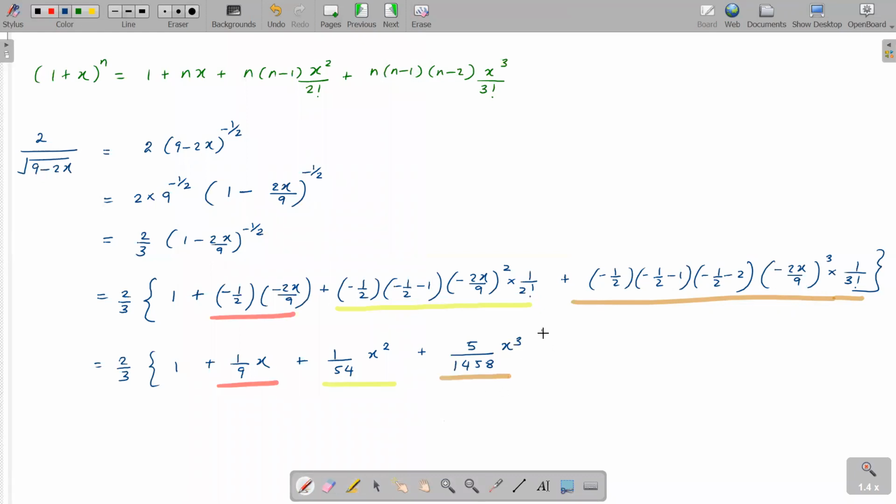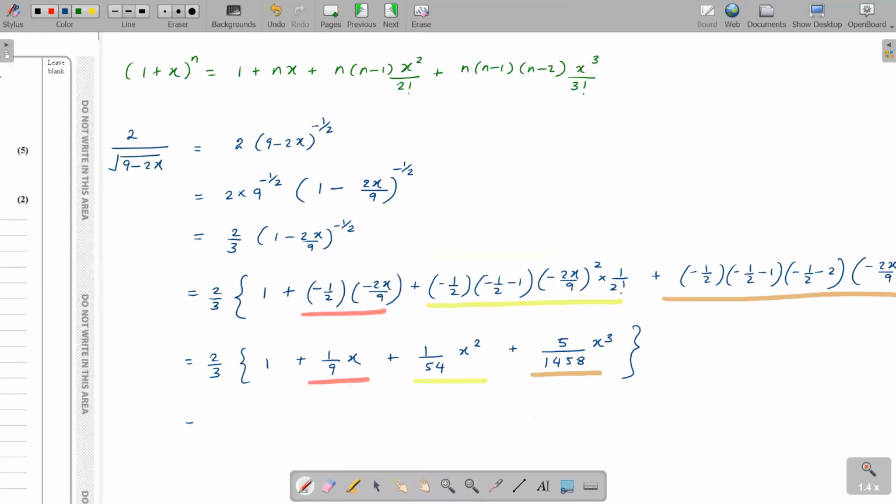Do you see? So we are not done with it yet, because we have now again to expand with what? 2 over 3. Can you expand with 2 over 3 all the terms? 2 over 3 into 1 is 2 over 3. 2 over 3 into 1 over 9, multiply, 2 over 27x. Plus 2 over 3 into 1 over 54. Can you multiply? How much? 1 over 81 x square. You can type in the calculator. Next one, 2 over 3 into 5 over 1458 is 5 over 2187. Is that correct? x cube.